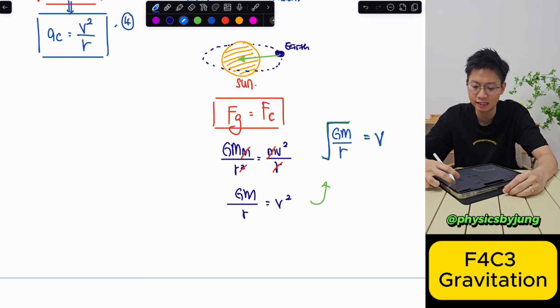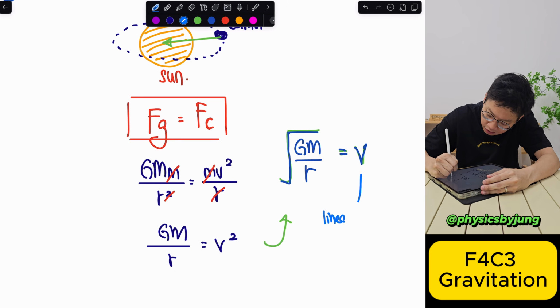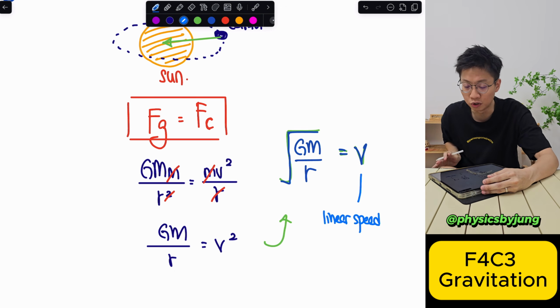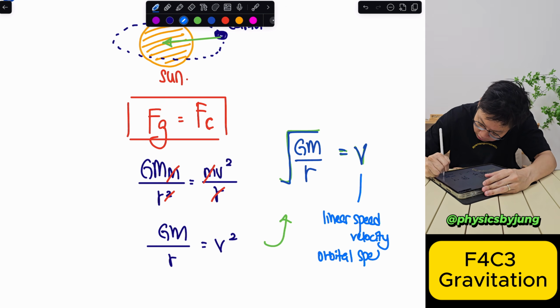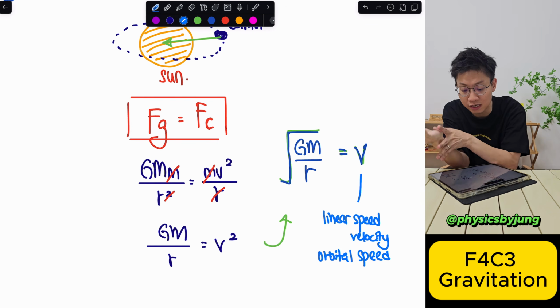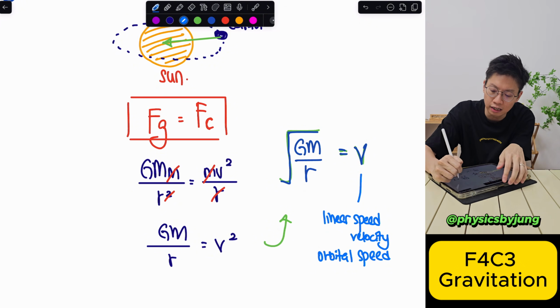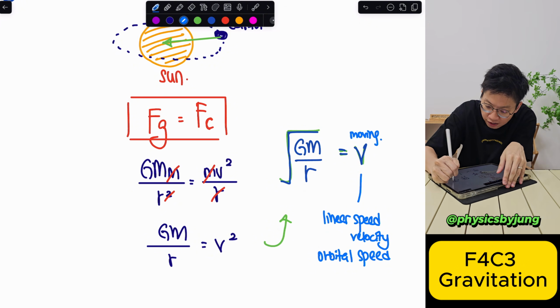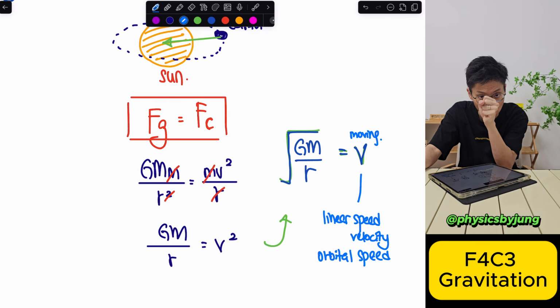Now, surprisingly, this v has many random names. You can call this linear speed, which is also linear velocity. Or you could also call it the orbital speed, which is also known as the orbital velocity. So it's linear speed, linear velocity. So usually, we use this v to calculate the moving object. Okay, so let's say Earth. So the moving object is Earth. You want to calculate the velocity of Earth, so you use the velocity of Earth.